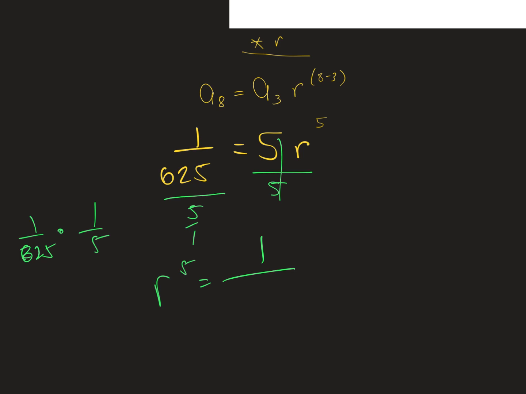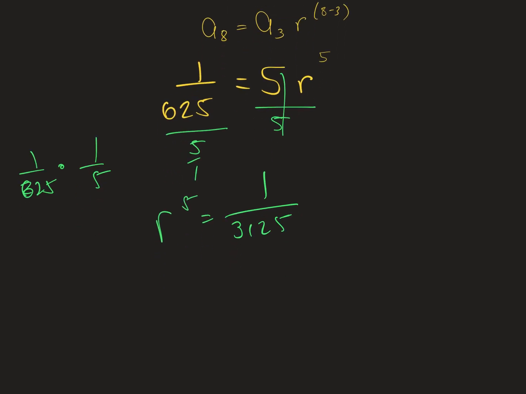What's 625 times 5? 3, 1, 2, 5. All right, I don't want r to the 5th power. I want r to the 1st. So I'm going to take the 5th root. What you guys are figuring out is the 5th root of 3125 in your calculator. If you don't know how to do that, just hit 5 times 5 times 5. See how many times you hit 5 to get to 3125. What is it?